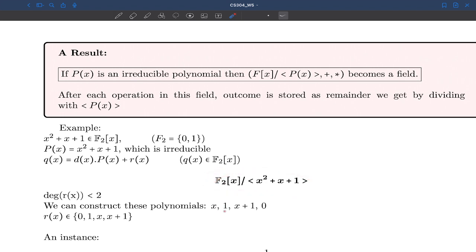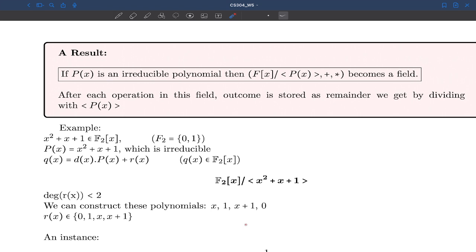So can we think of all the polynomials which are in f2x and have degree less than 2? One can be x, it can be 1: this has degree 0, this has degree 1. It can also be x plus 1, which has degree 1, and 0 has degree 0, right?